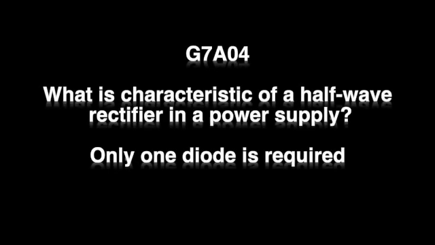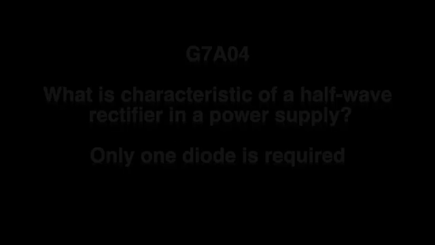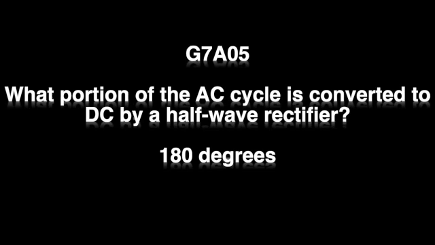G7A04. What is characteristic of a half-wave rectifier in a power supply? Only one diode is required. G7A05. What portion of the AC cycle is converted to DC by a half-wave rectifier? 180 degrees. G7A06. What portion of the AC cycle is converted to DC by a full-wave rectifier? 360 degrees.